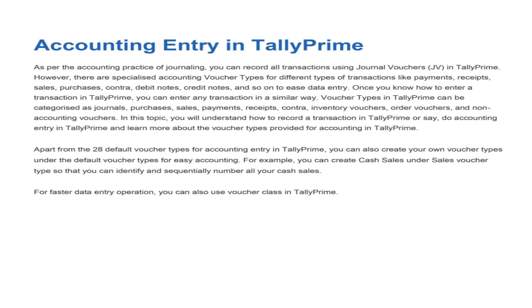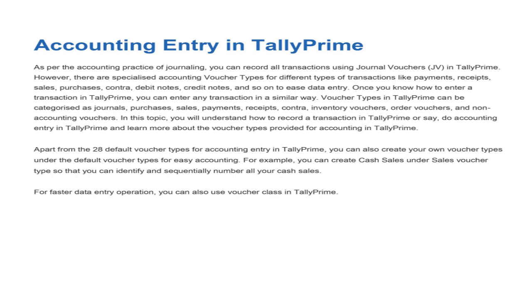Voucher types in TallyPrime can be categorized as journals, purchases, sales, payments, receipts, contra, inventory vouchers, order vouchers, and non-accounting vouchers. In this topic, you will understand how to record a transaction in TallyPrime, or say, do accounting entry in TallyPrime, and learn more about the voucher types provided for accounting in TallyPrime. Apart from the 28 default voucher types for accounting entry in TallyPrime, you can also create your own voucher types under the default voucher types for easy accounting.